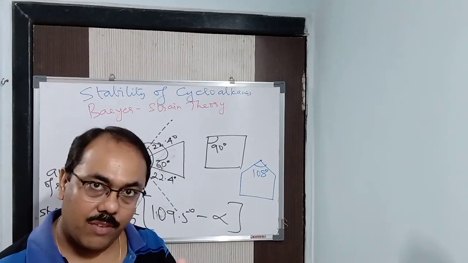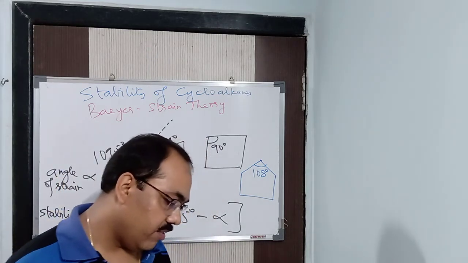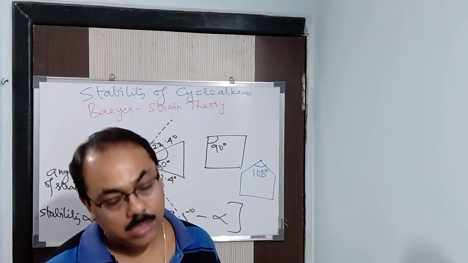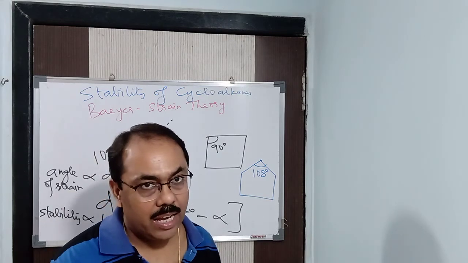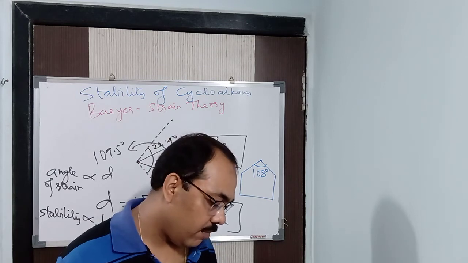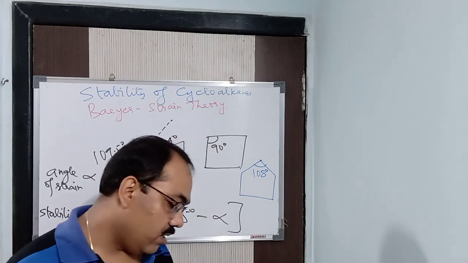Angle of strain I already told you. Angle of strain is the strain that results when the bond angle is different from the desired tetrahedral angle of 109.5 degrees. Angle of strain is developed when the angle is less than the normal tetrahedral value, that is 109.5 degrees. That is called angle of strain. Now, torsional strain.